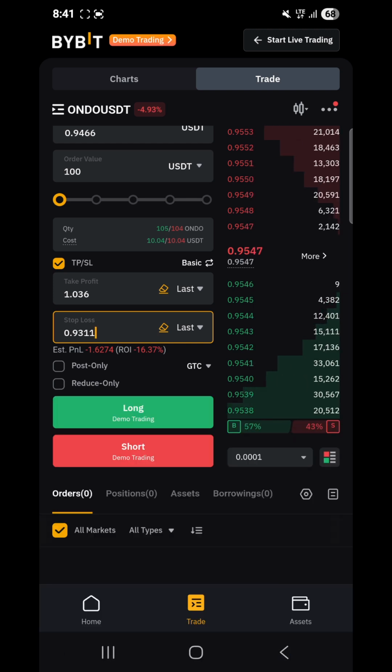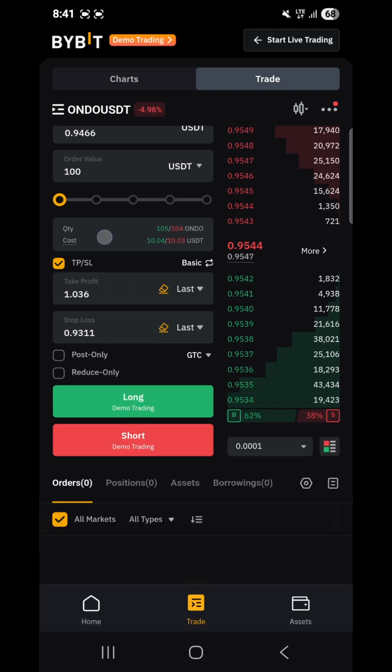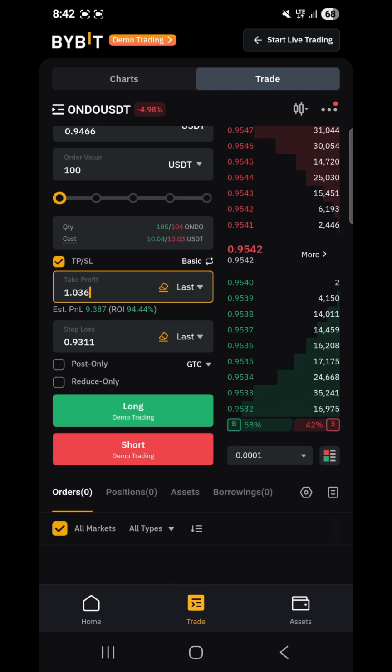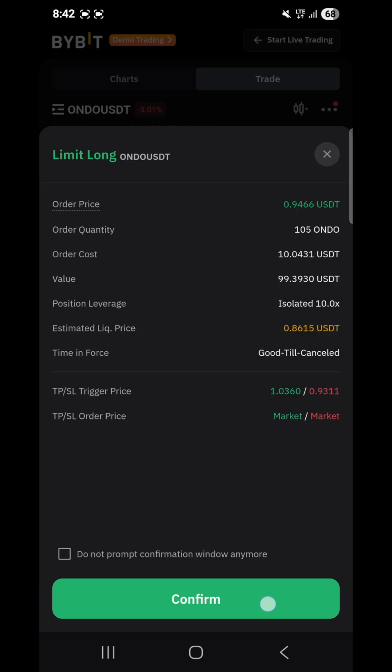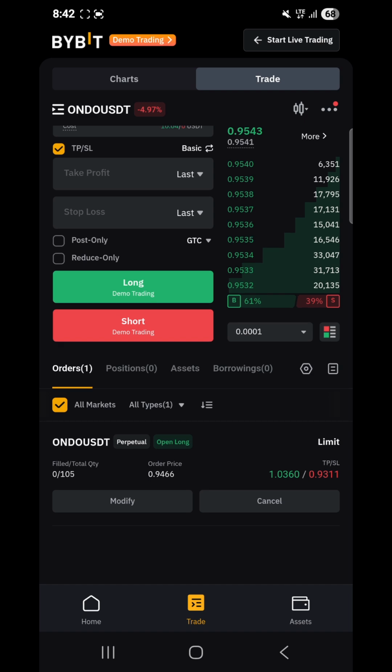I'm risking $1.6 to make $9.3 using leverage. Now I want you guys to pay attention closely. Let me go back to my TradingView. I can go ahead and click on this long, and then it would create the order immediately. Now that is for creating or entering a futures trade with leverage.